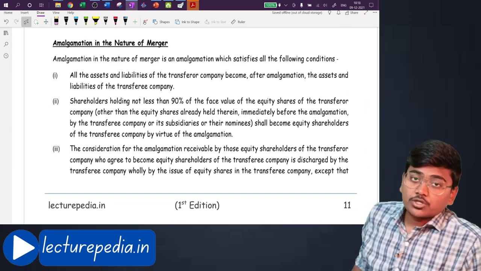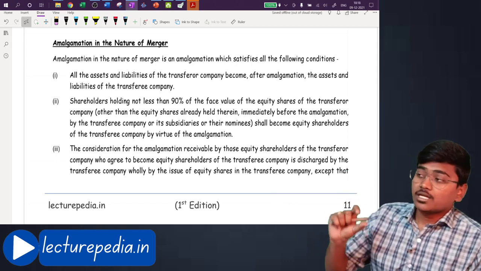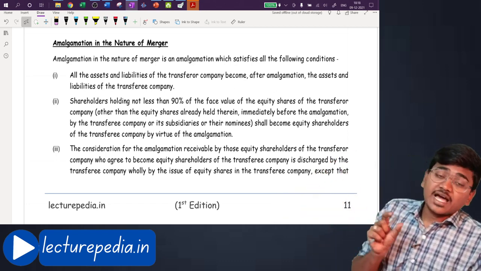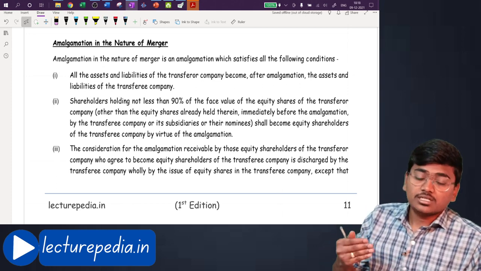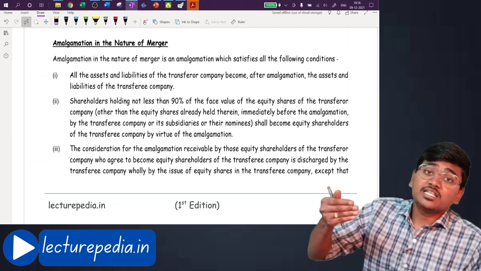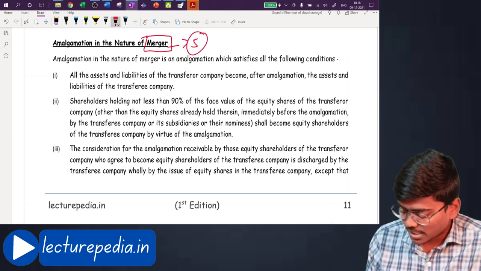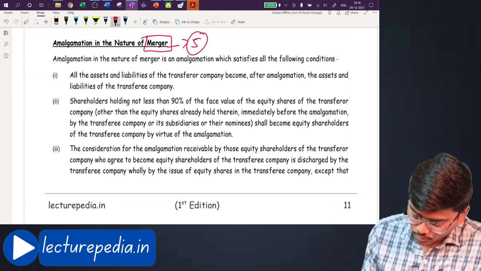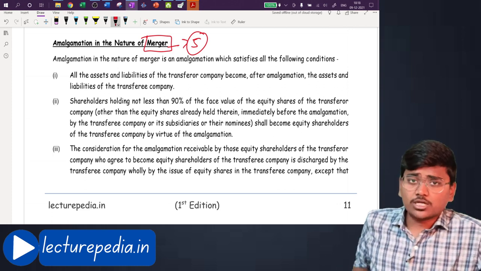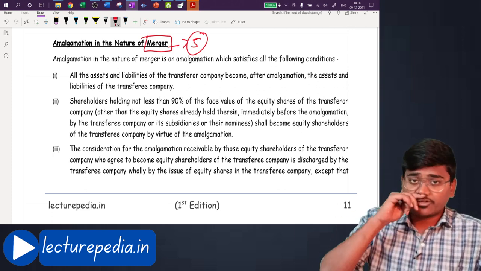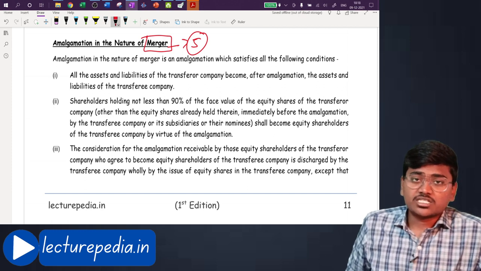For an amalgamation to be called an amalgamation in the nature of merger, that means the business of that transferor company will be carried on by the transferee company after the amalgamation gets completed. To call an amalgamation this kind of amalgamation, there are 5 points to be satisfied. I think you already know these points. You might have read these points in your accounting standard, AS 14. Even at the final level in FR, you might have read these points while discussing the consolidation chapter.